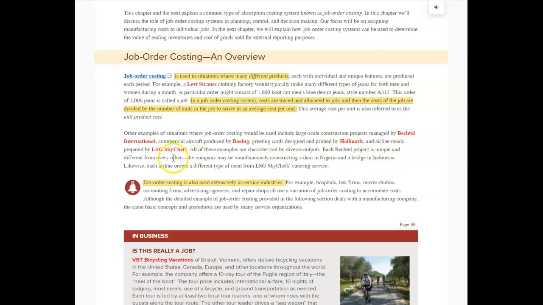You have other items in here. We have Bechtel International. They're a large-scale construction company. They built airports around the world, buildings around the world, and so forth. And so when they build, let's say, a new airport somewhere, they keep up with that job, that airport, all the materials, all the labor, and all the overhead that needs to be assigned to that job.